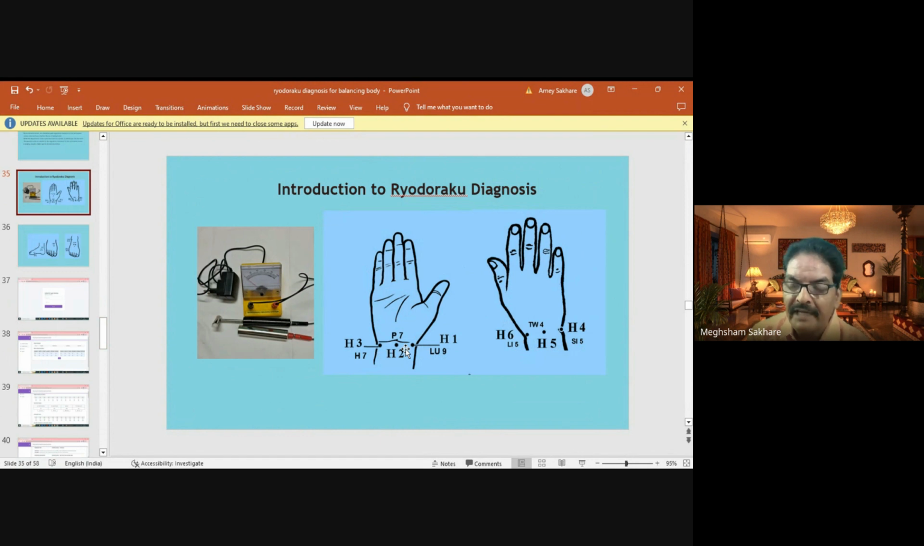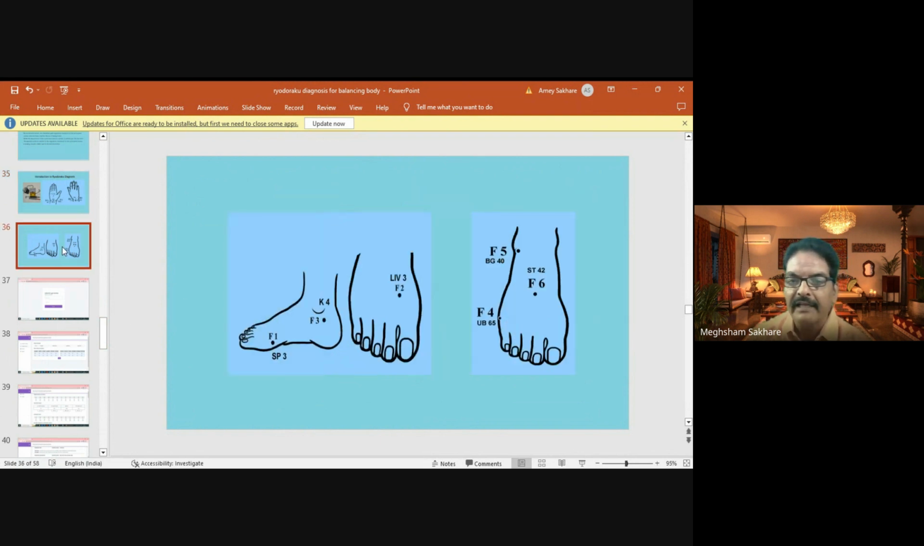First, we should check all these 6 points on the left hand. Then on the right hand, all these 6 points. Then on the ankle, there are 6 points. These are called foot points. F1, F2, F3, F4, F5, F6 are the 6 points of the foot.